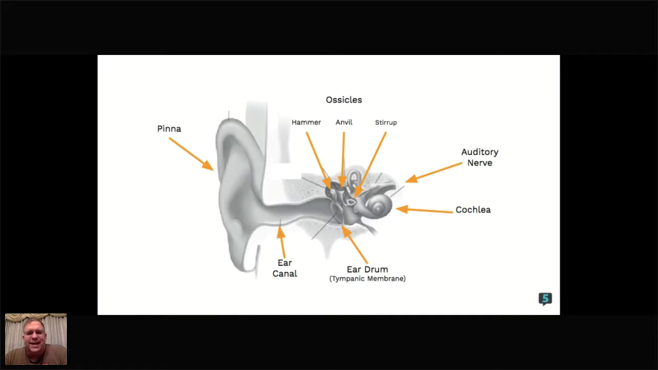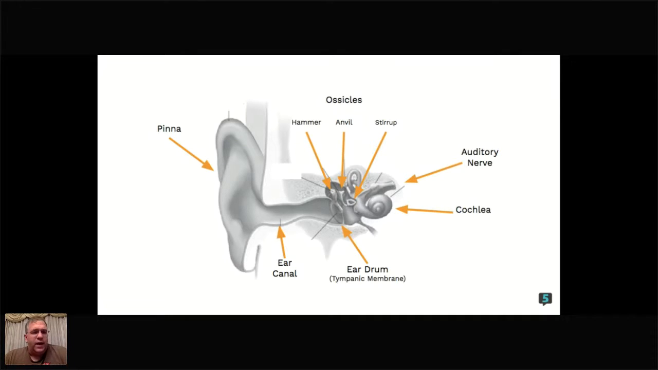So that's the basic idea of how that works. Also, some people have damage in the cochlea that also produces hearing loss. That's called sensorineural hearing loss. That's where there's actual damage in the cochlea, as opposed to conduction hearing loss, which is loss of hearing due to the ossicles being damaged.